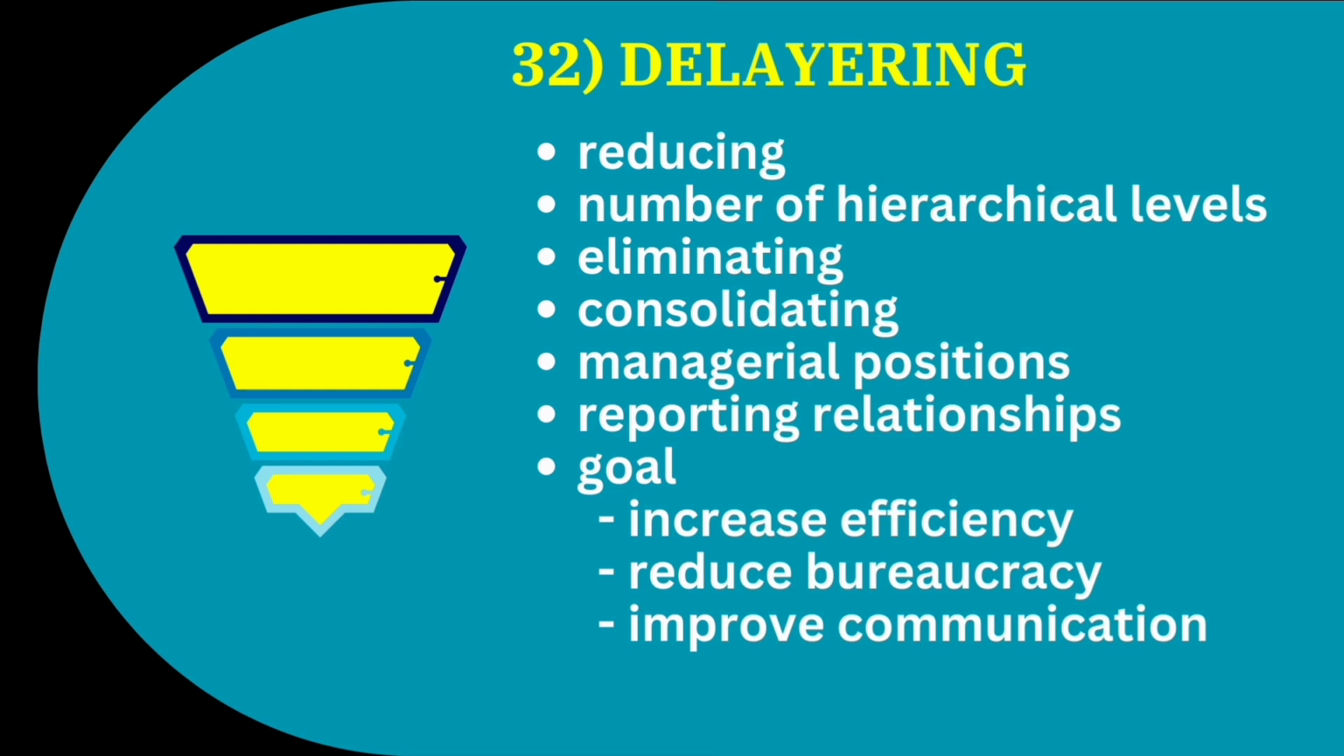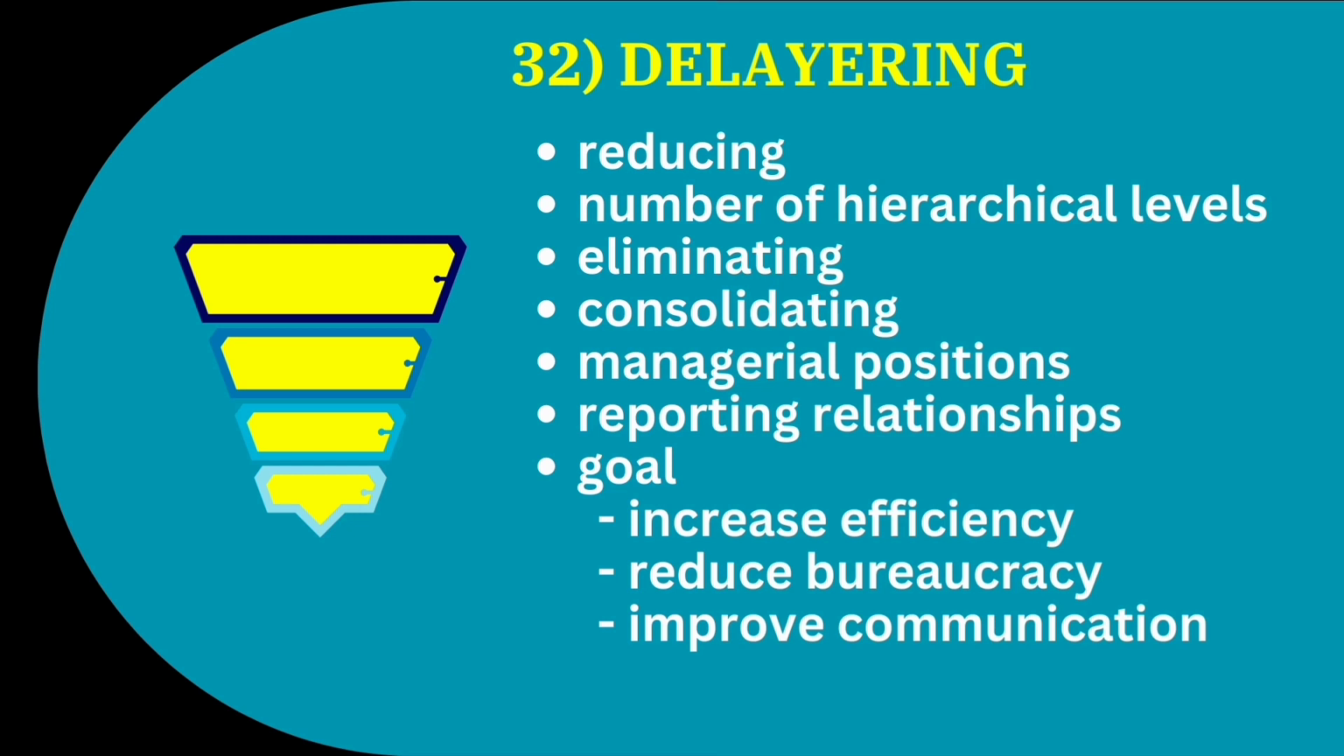So this basically involves eliminating, or you can say consolidating, managerial positions and streamlining the reporting relationships within the organization. Yes, there are scattered reporting relationships, or you can say there are too many positions. So what we are doing is delayering. The goal of delayering is basically to increase efficiency and reduce bureaucracy. Because we are eliminating a few managerial positions, and obviously improving communication by flattening the organizational structure.